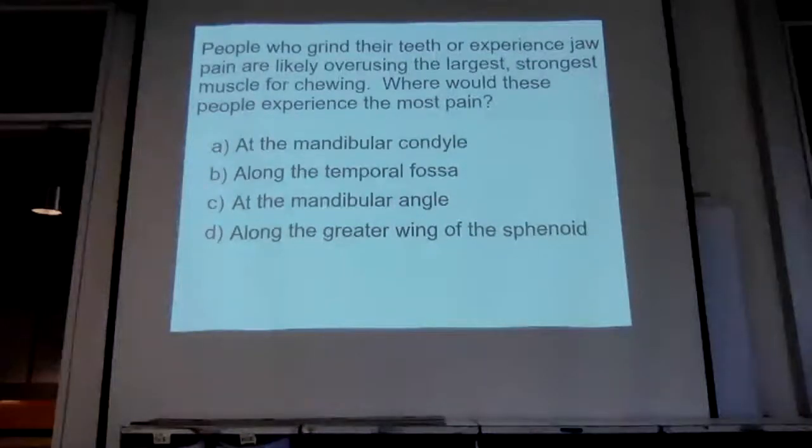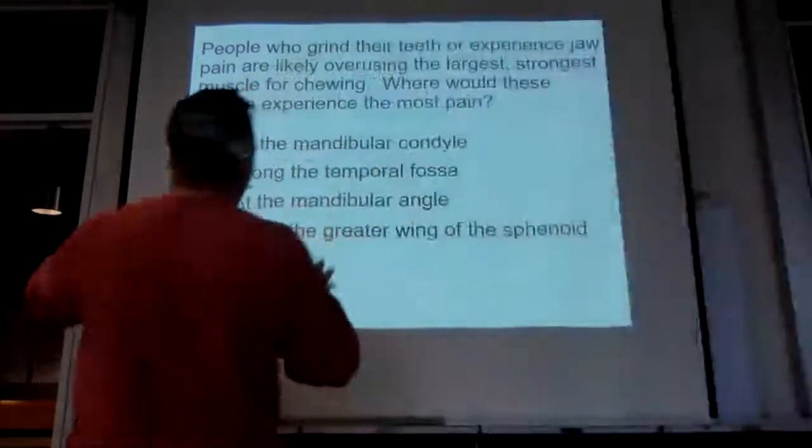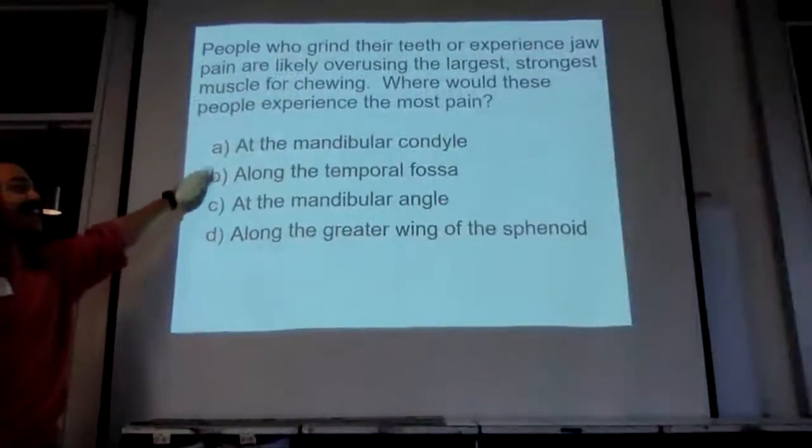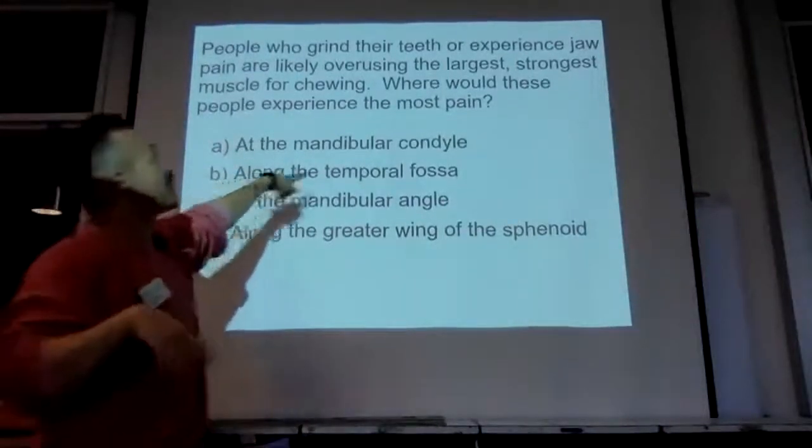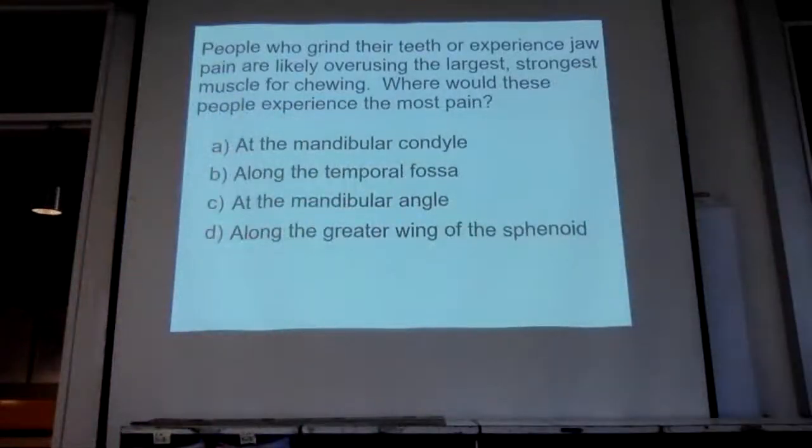Raise your hand a few more times. 1, 2, 3. Bring the letter 1, 2, 3. B. Your temporalis. Your temporalis is your largest muscle for chewing. This is where you feel pain if you clench. Temporal fossa, temporalis. Mandibular angle will be over here. Mandibular condyle is over here. The schema is pretty good.